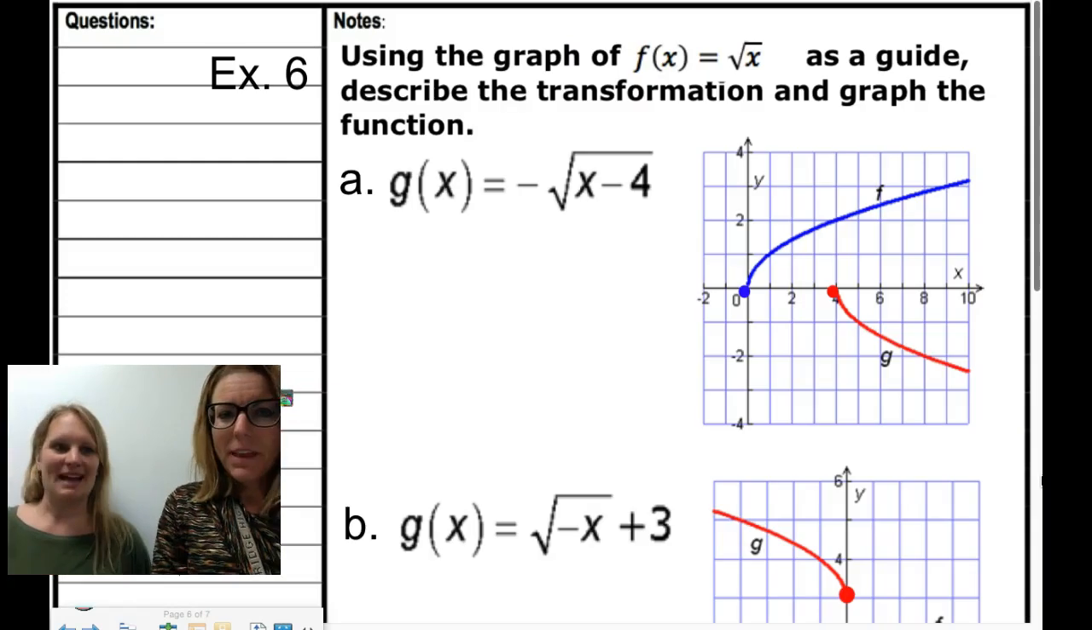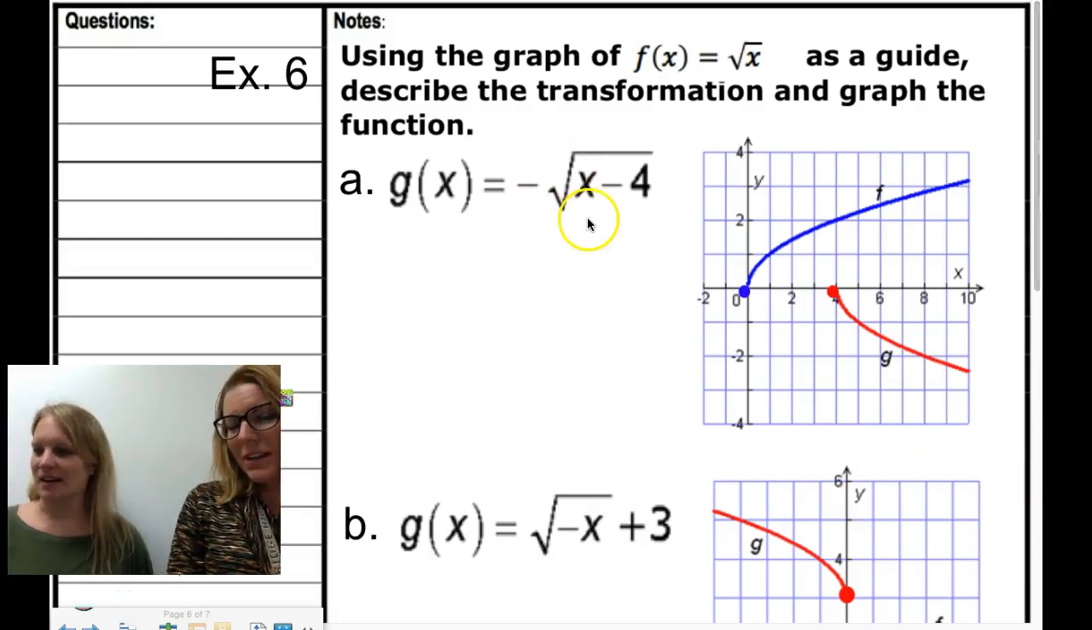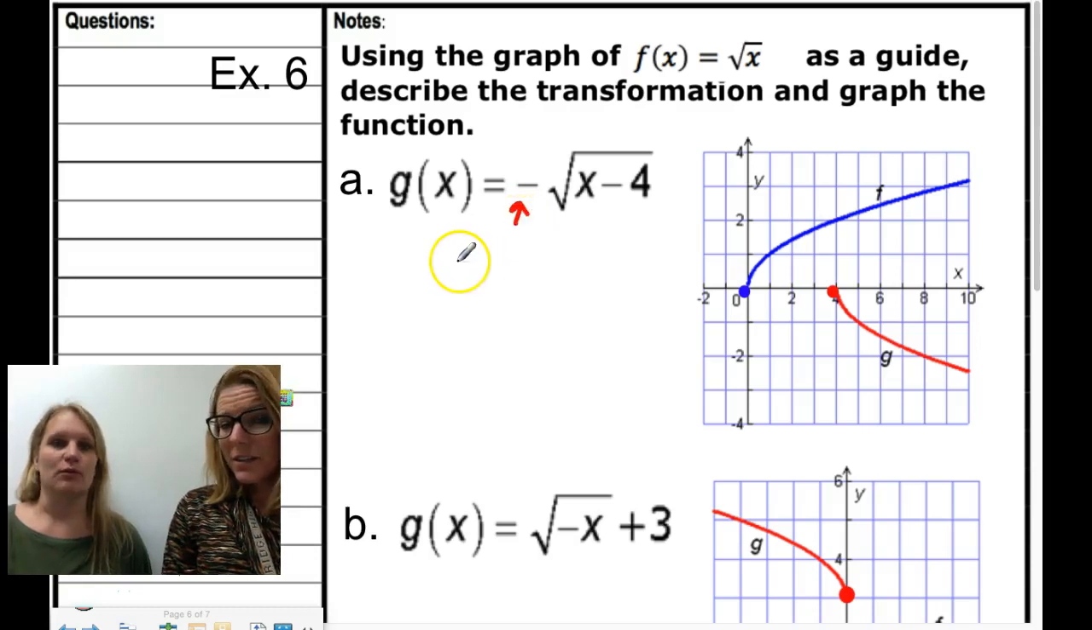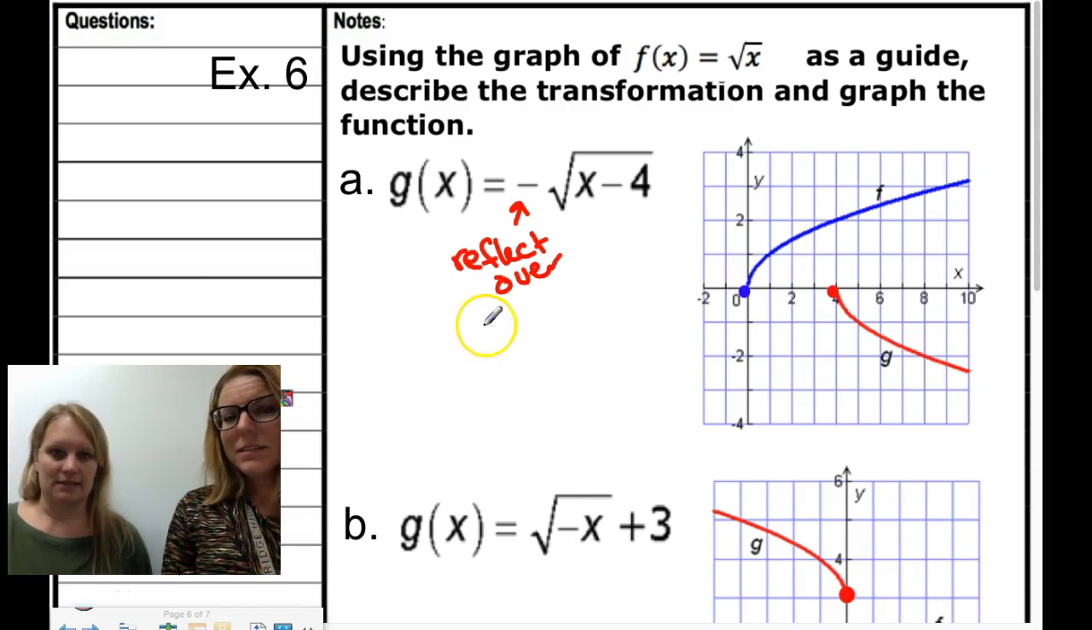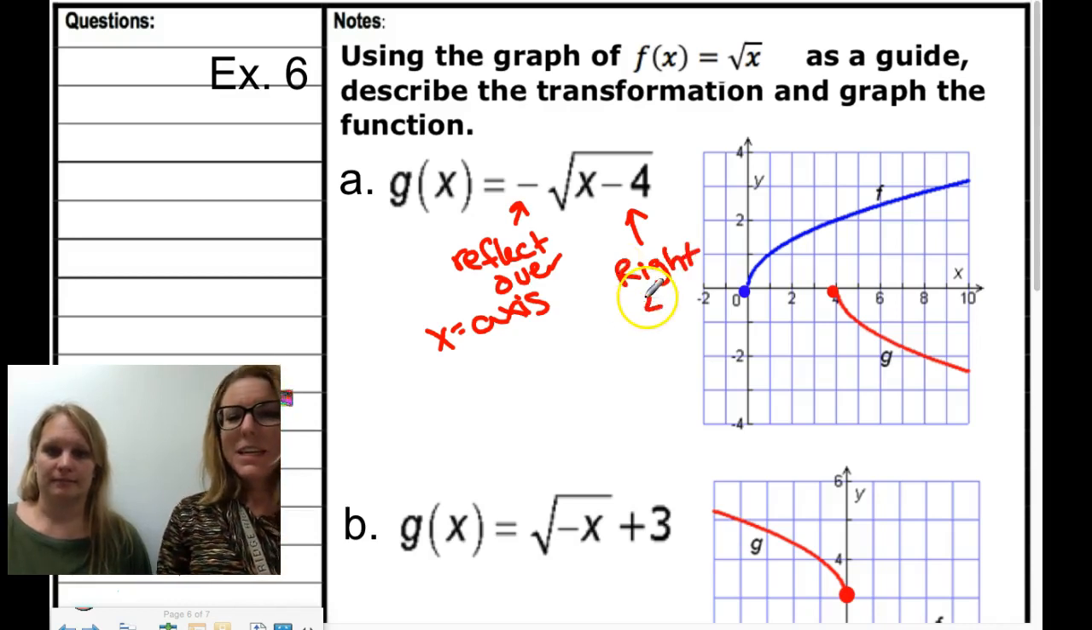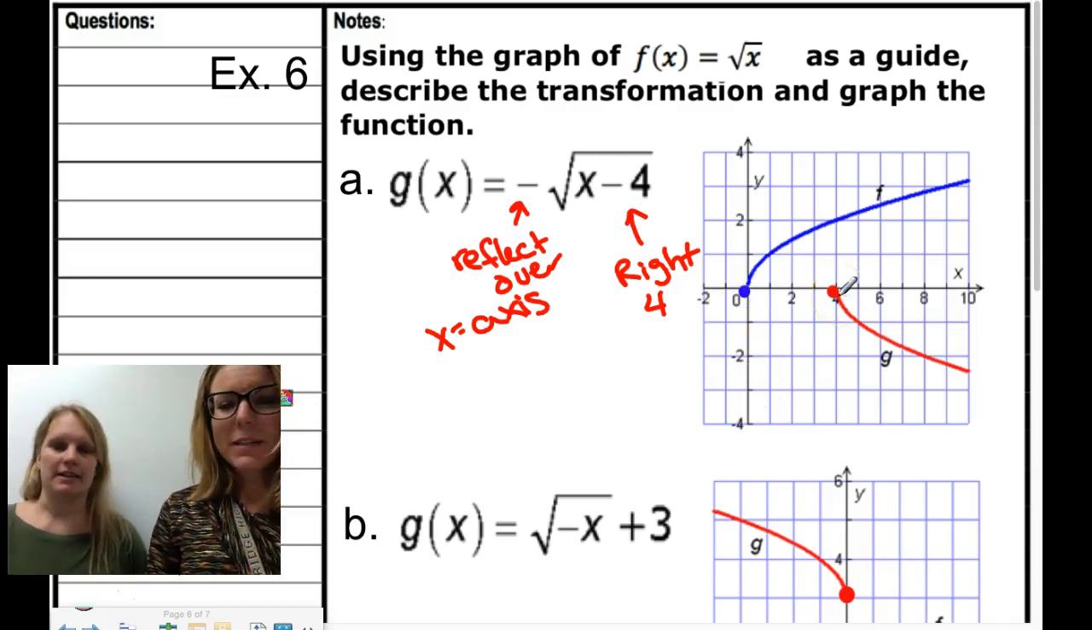Oh, it's all coming back. Here's a good one. So this negative in front tells us to reflect over the x-axis, and it does that in the picture. Then the inside tells us not to go left, it's opposite, so we're going to go right 4. Easy. So we started here, we flipped it, and then we moved it 4.